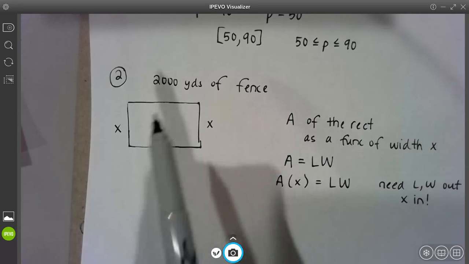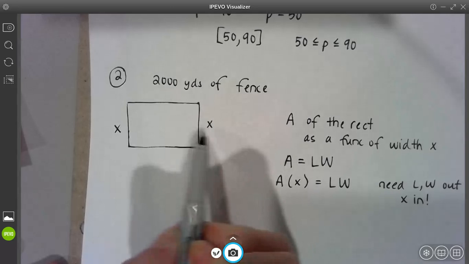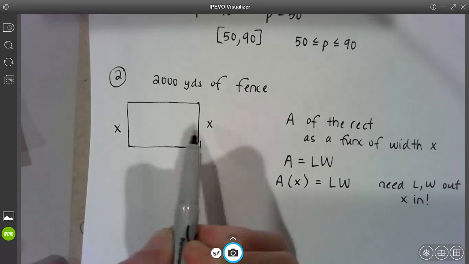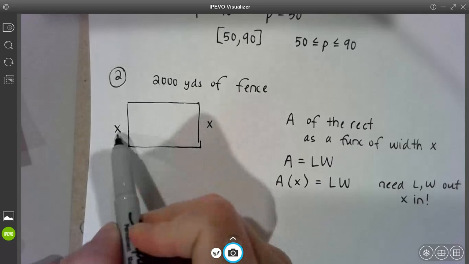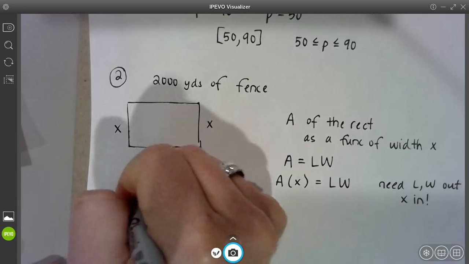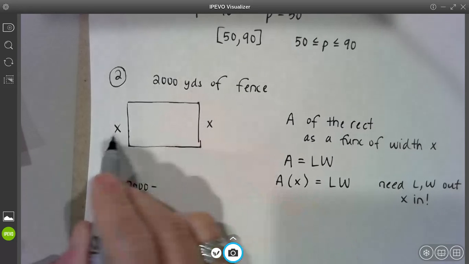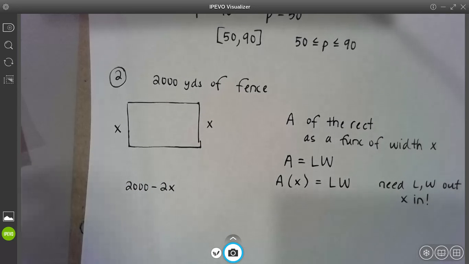Well, guys, we have 2,000 yards of fence to make all 4 sides. We've just used x yards to make these 2 sides. So does anybody know how much fencing we have left? We had 2,000, then we used that amount, and then we used that amount. So does everybody agree? We have 2,000 minus 2x yards of fencing left to make the other 2 sides. Agreed? Well, how do I make sure that these 2 sides get an equal amount of what's left? Cut it in half.